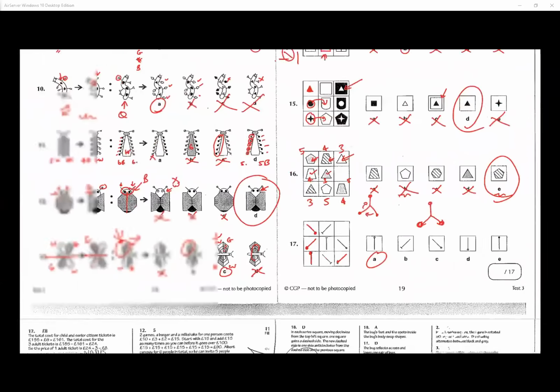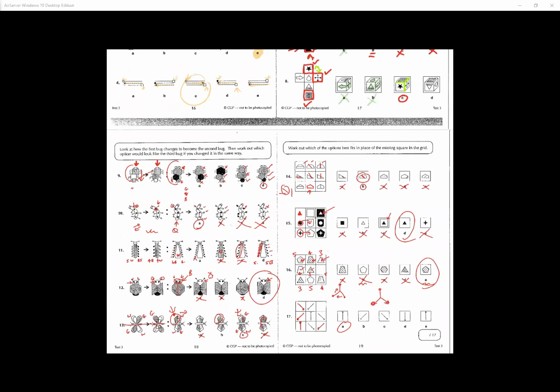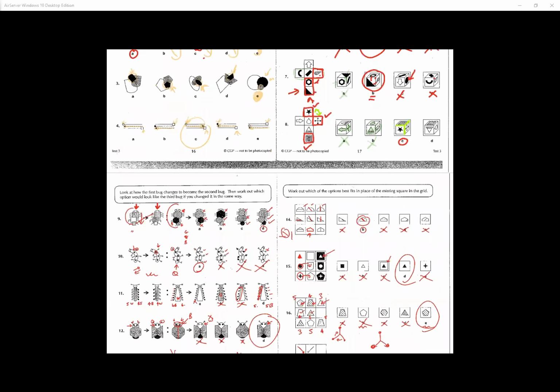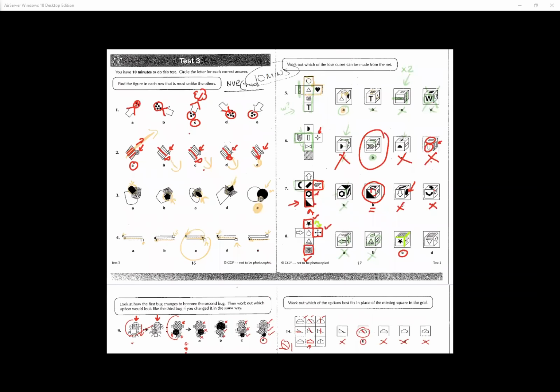And that's the end of our test. Hopefully that gives you lots and lots of method to help you understand what you need to be thinking about when you do these questions. These questions are all thinking questions. You have to think and make rules for what's happening.